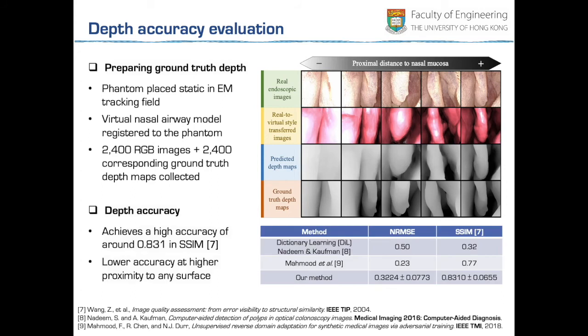When evaluating the results, we adopted evaluation metrics from previous related studies, which are the normalized root mean square error and structural similarity. Results showed that our method achieved a very high accuracy, with a structural similarity of around 0.831. Though we observed that when the endoscope gets closer to the surface, lower accuracy it gets. This is in part likely due to light's intensity saturation, yielding an average depth biased towards a high proximity value.